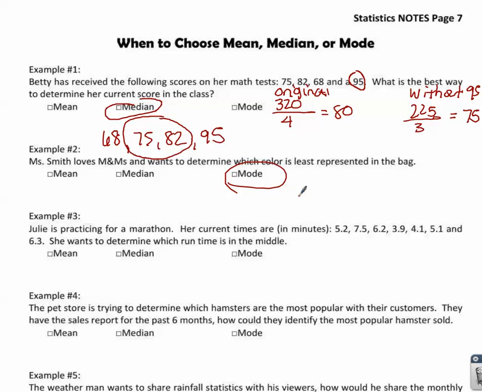In example 3, Julie is practicing for a marathon. Her current times in minutes are 5.2, 7.5, 6.2, 3.9, 4.1, 5.1, and 6.3. She wants to determine which run time is in the middle. So anytime you see the word middle, you're going to talk about the median.